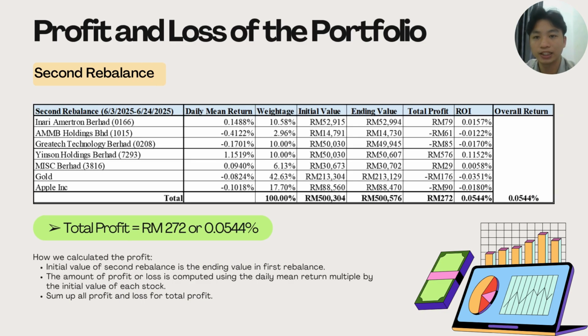For the second rebalance, there are only 3 stocks that have gained profit, which are Inari Amertron Berhad, Yinson Holding Berhad, and MISC. However, we faced losses in AMMB Holding Berhad, Greatech Technology Berhad, and Gold. In conclusion, the overall return on the second rebalance is 0.0544% or 272 ringgit.